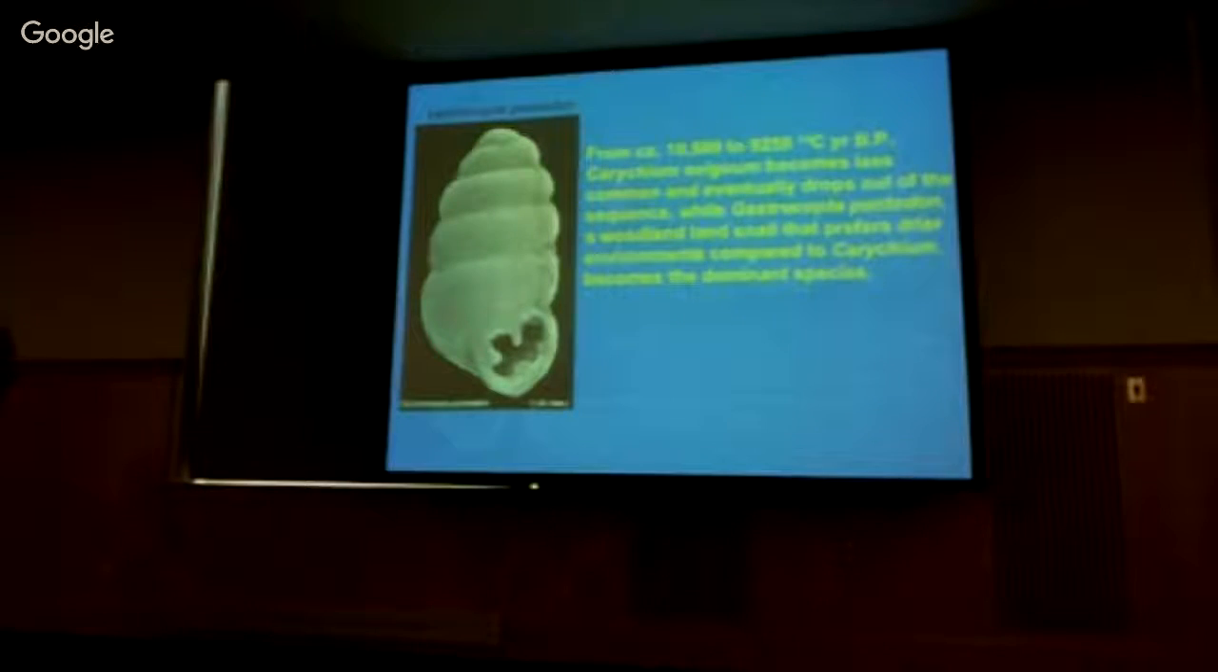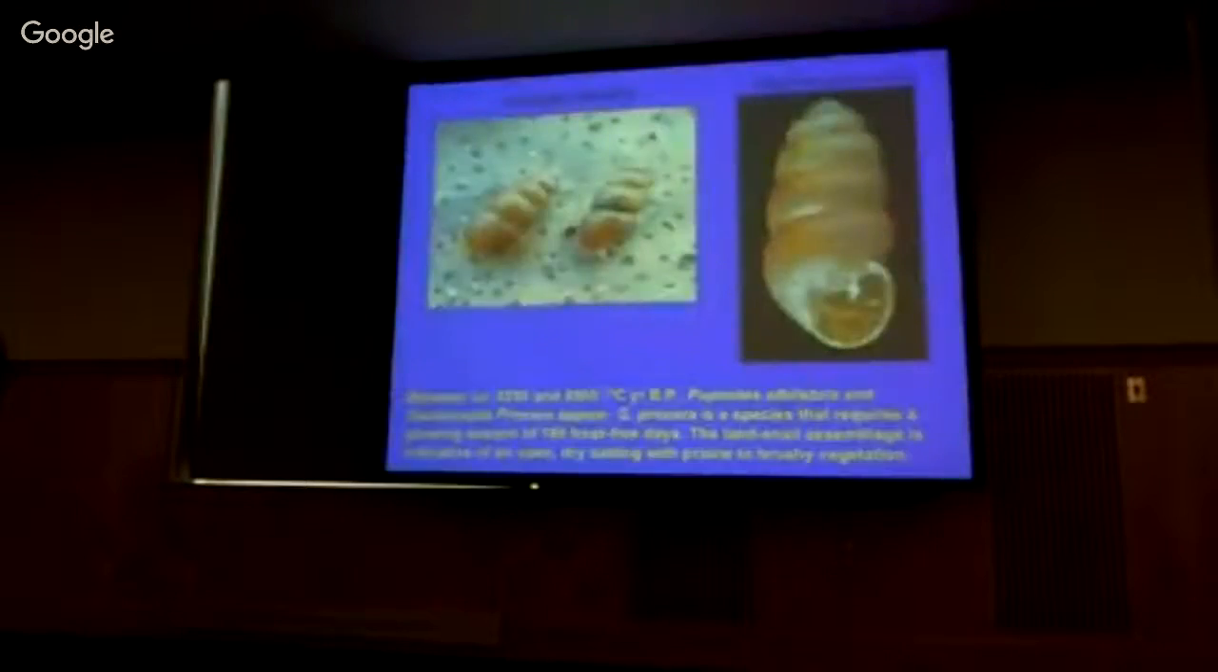So then we see a shift from 10.5 to 9250. This species becomes less common and eventually drops out of the sequence, with this species, the woodland land snail, that prefers drier environments compared to that one. And so this one becomes the dominant species. So it's getting drier.